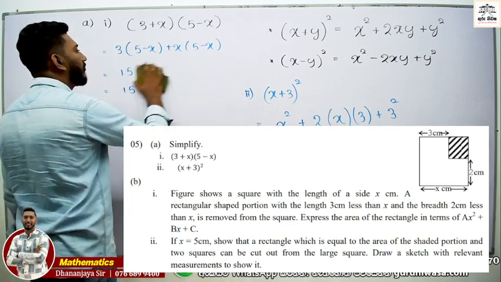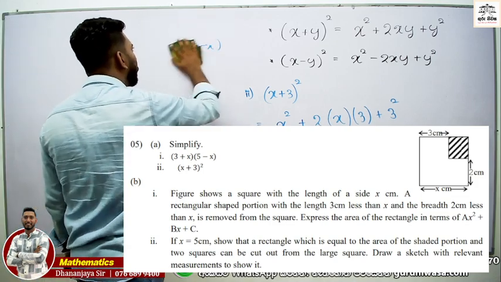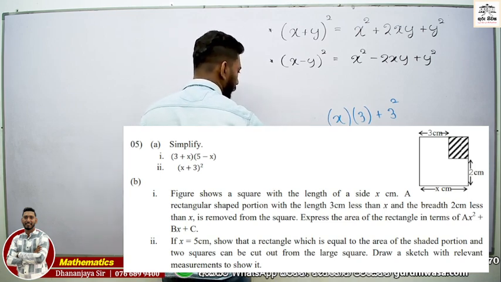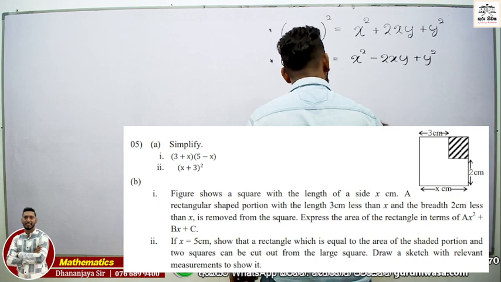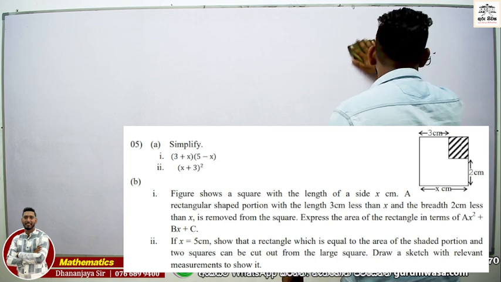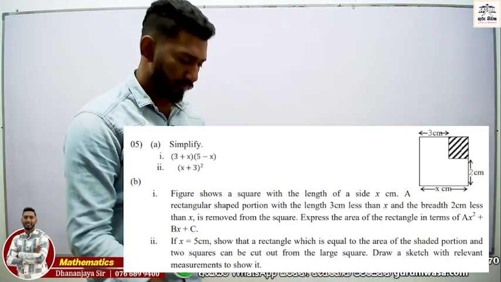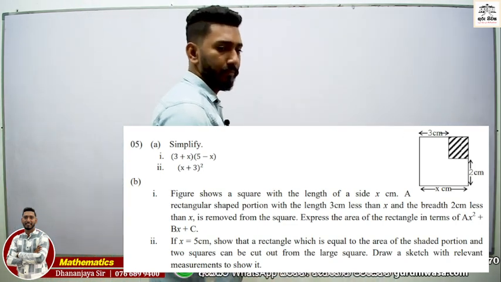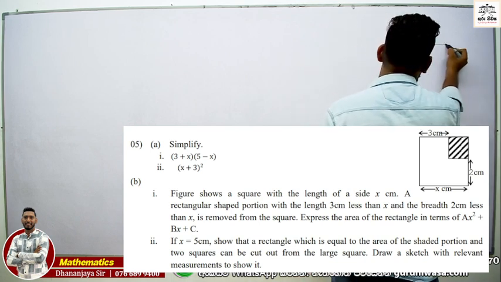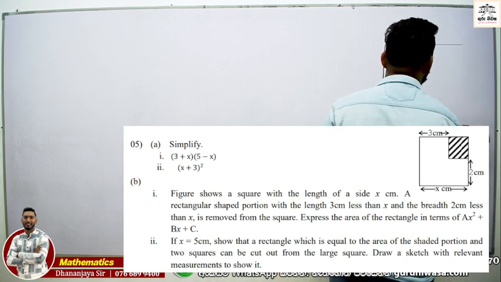Then find the answer for the question. And you know the area means the length into the breadth. We know that. There's also a product between the two algebraic terms, two binomial expressions. And the whole portion is a square.